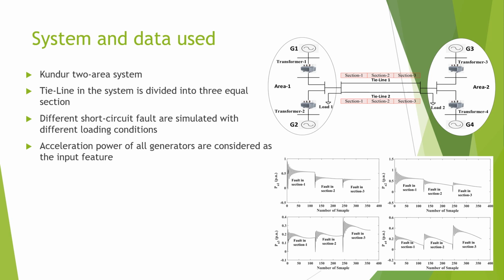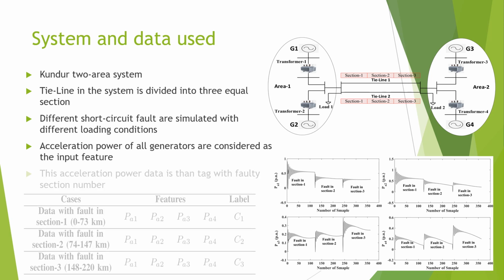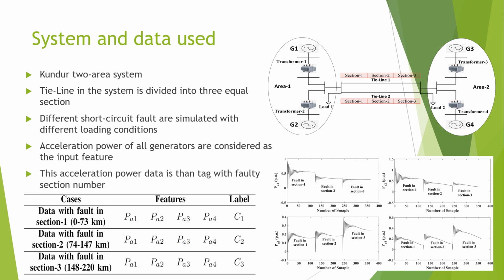So you can see from the figure that the acceleration power directly depends on the section where the fault has occurred, whether section 1, section 2, or section 3. This acceleration power data is then tagged with the faulty section number as shown in the table below. Data with the fault in section 1 is labeled as C1. Data with fault in section 2 is labeled as C2, whereas data with fault in section 3 is labeled as C3.